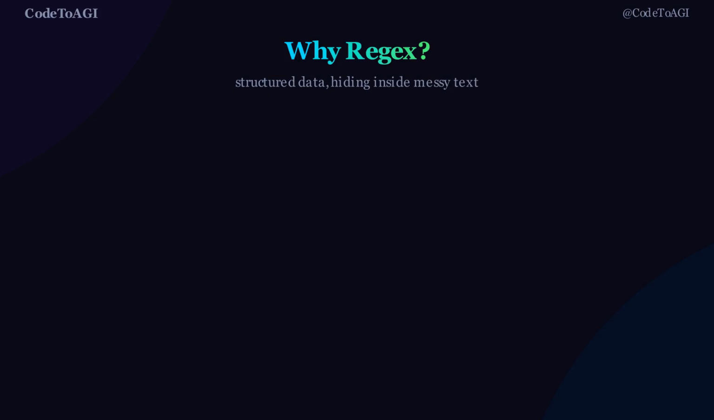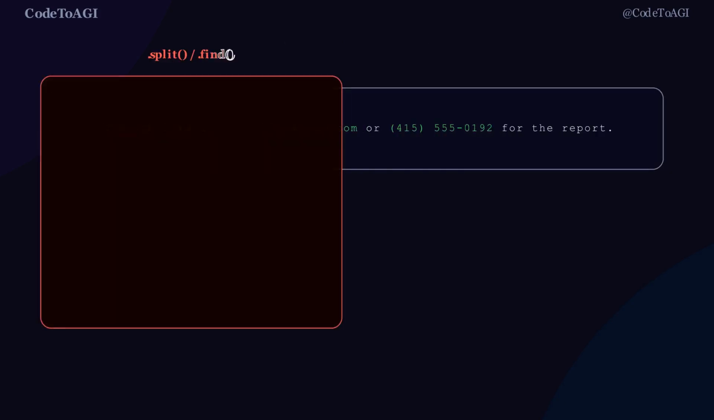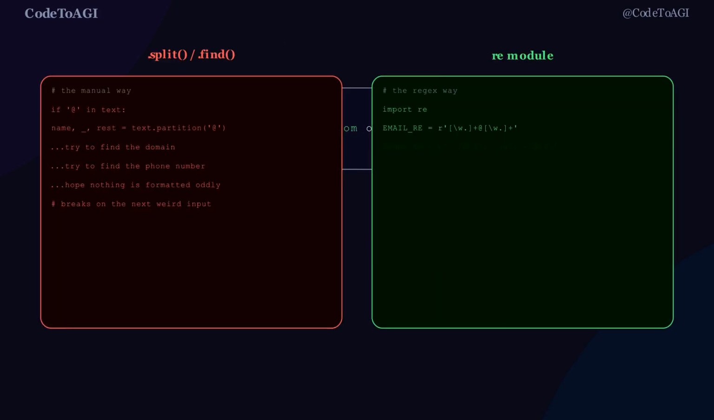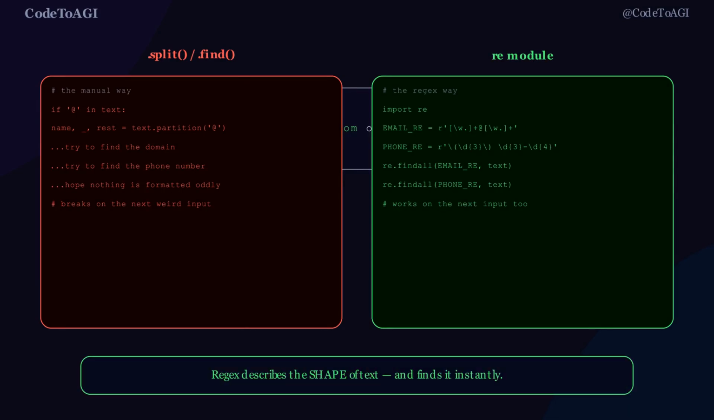Here is a real problem. Messy text, structured data hiding inside. An email buried in a sentence. A phone number in 3 formats. You could split on at and hope. Hope is not a strategy. Regex describes the shape of text and finds it instantly. One pattern, any email, any phone number, any log line. This is why every scraping, parsing, and cleaning tool uses it.